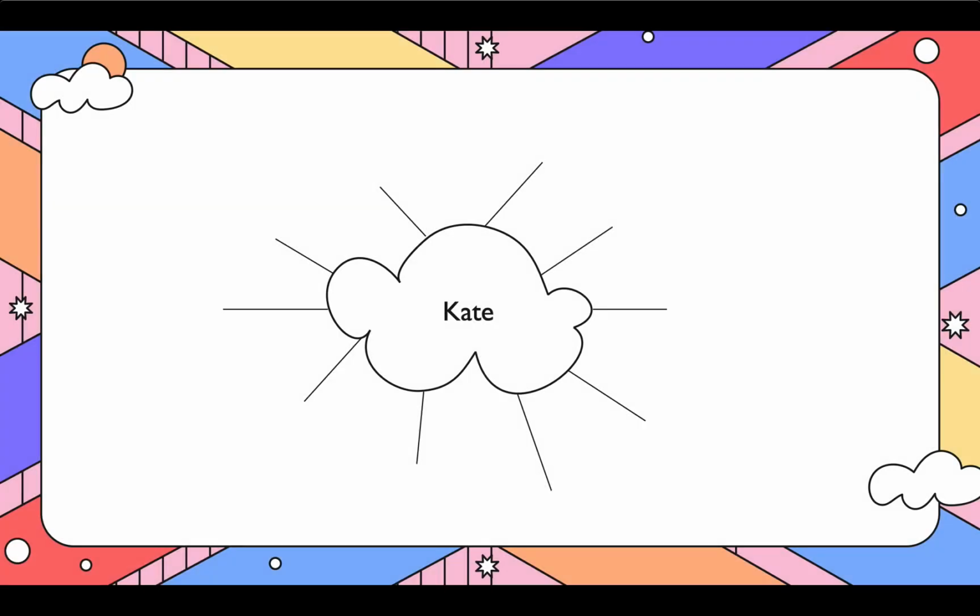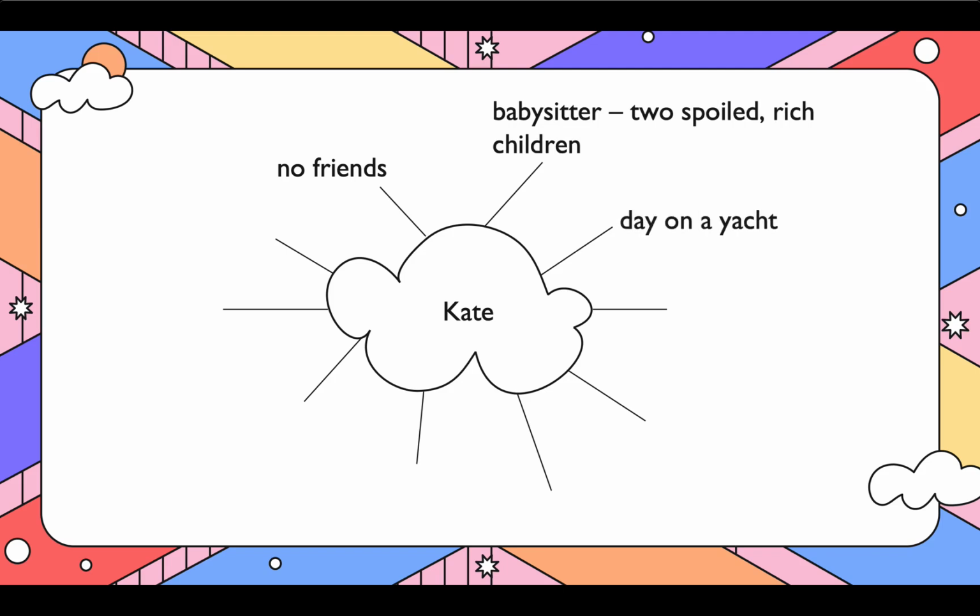Then I'm going to do another cloud. I've chosen to go with, she did something heroic, but what? So then you write all your ideas again. What could she have done? So I'm going to say maybe Kate, and I'm going to give her a personality as well. So Kate is a lonely girl with no friends. She's a babysitter of two spoiled rich children. And one day they decide to go on a yacht for a day, you know, because the parents are rich.